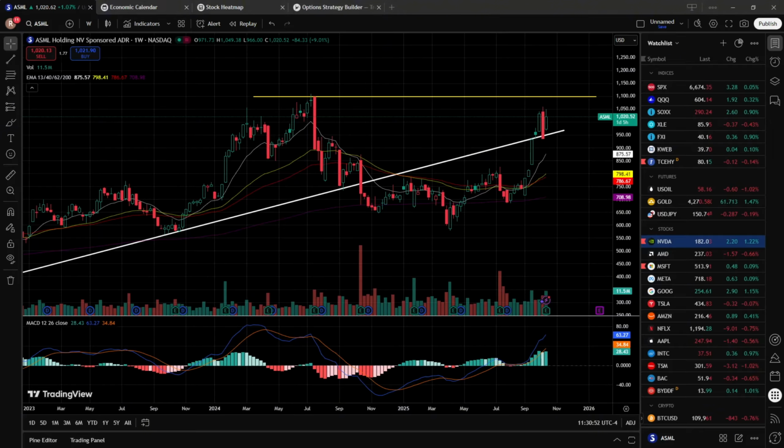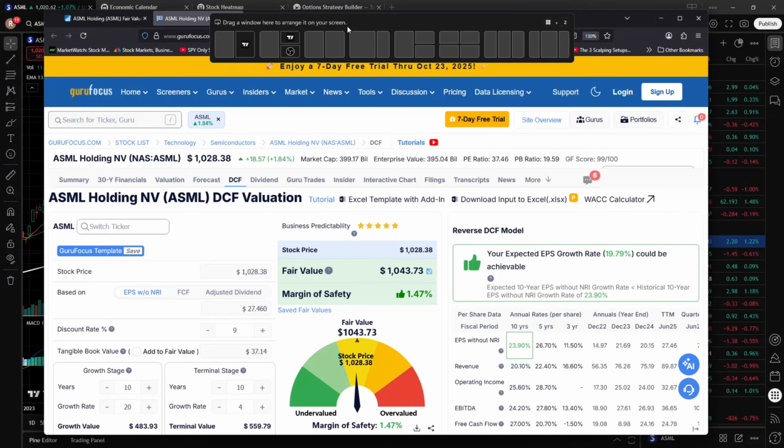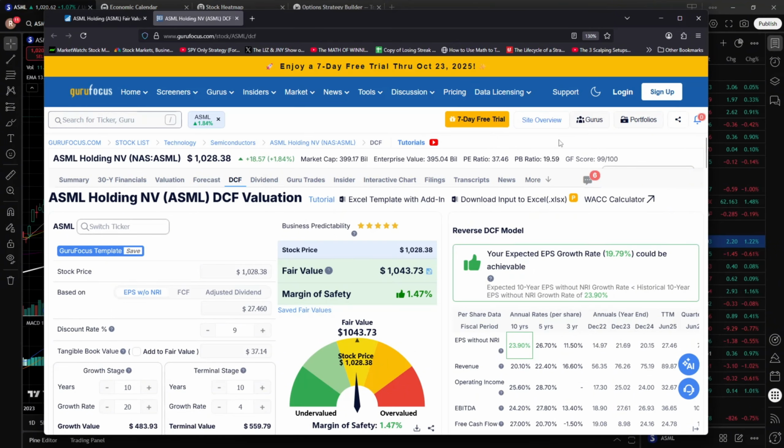Fundamentals. Move right along into fundamentals: DCF, discounted cash flow models. Google ASML DCF and pick one. I use GuruFocus so I can see earnings per share projections for 10 years, 5 years, 3 years, and so on. The current fair market value is 1043. If I do my own analysis, it's probably 100 above, 100 below, around this area. This is a quick way to do a DCF. When you have time, you can go back and do your own models and plug in the numbers.